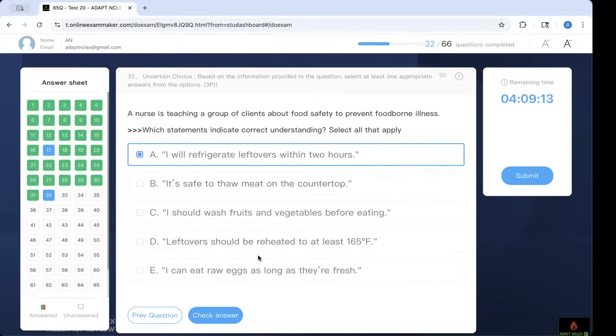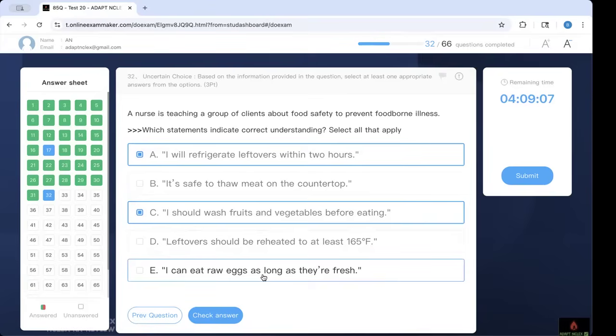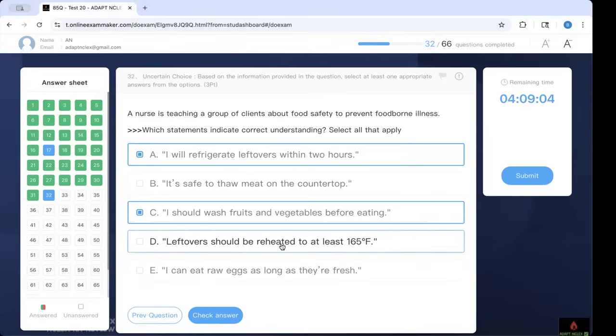It is safe to thaw meat on the countertop. No, that's not good. I should wash fruit and vegetable before eating it. That's great. Leftover should be reheated to that temperature to kill all bacteria.